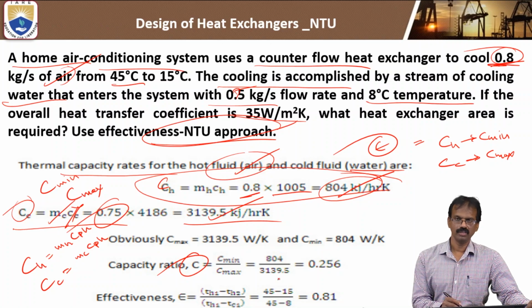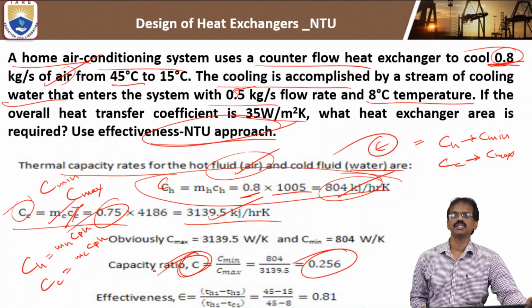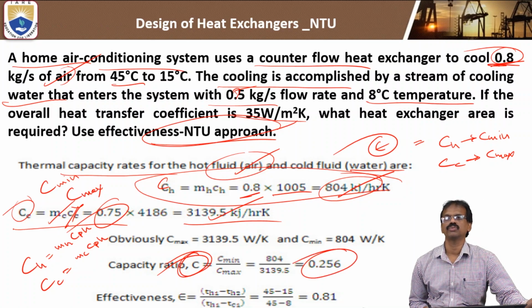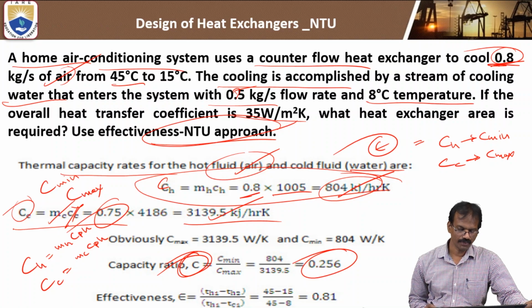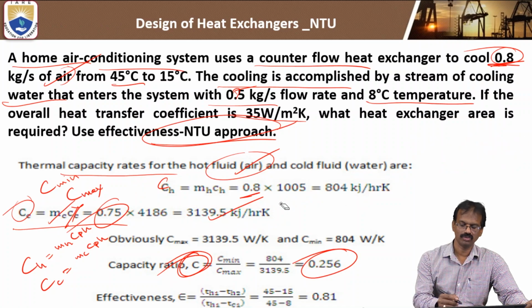804 by 3139.5 is equal to. So capacity ratio C is equal to 0.256. Then you can find out the effectiveness. Effectiveness formula, you can use that direct formula, NTU method formula. Otherwise, you can use this one also.